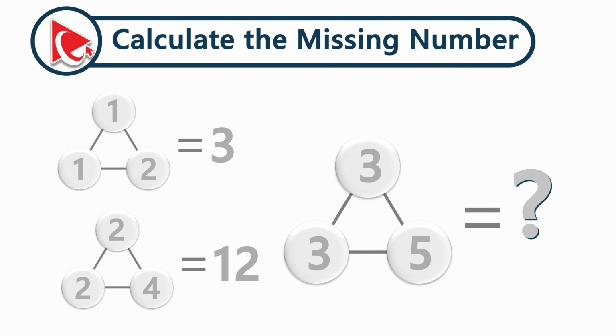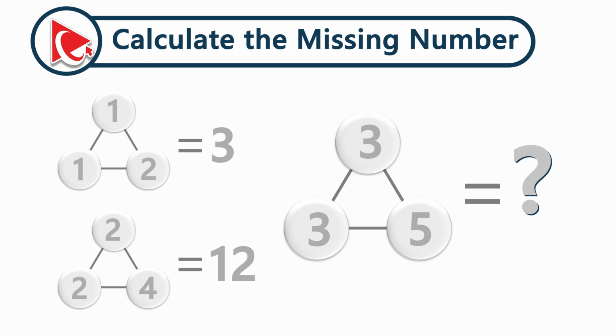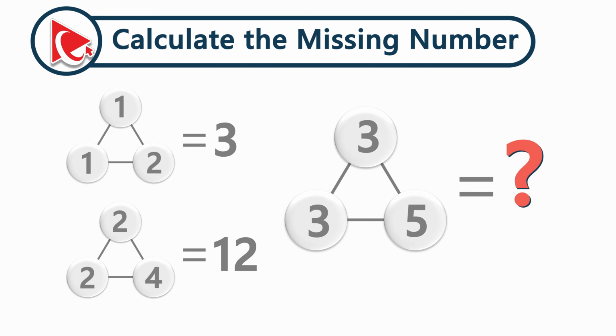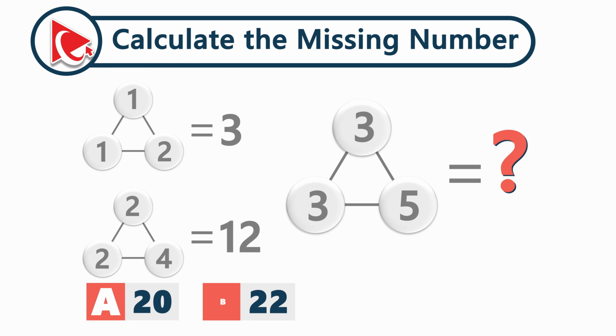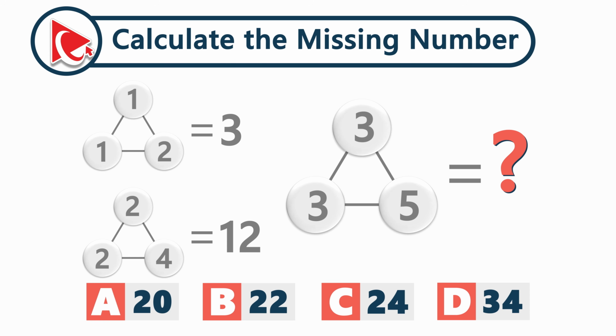Take a close look at these amazing shapes which form the expression. First shape has numbers 1, 1, and 2, and the result equals 3. Second shape has numbers 2, 2, and 4, and the result equals 12. Third shape has numbers 3, 3, and 5, and the result is something you need to calculate and select your answer out of 4 possible choices: A20, B22, C24, or D34. Can you try to solve it on your own and choose the right answer?